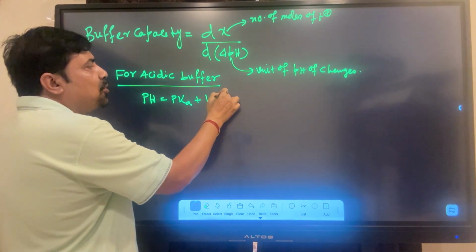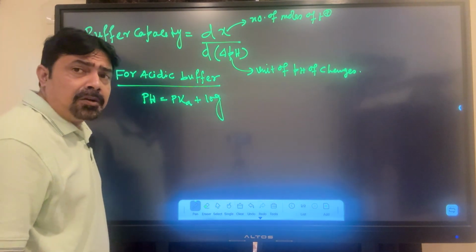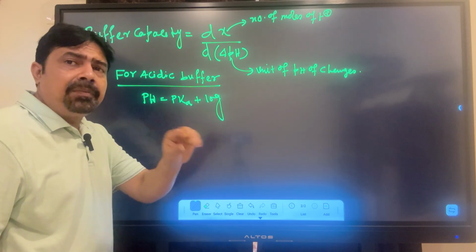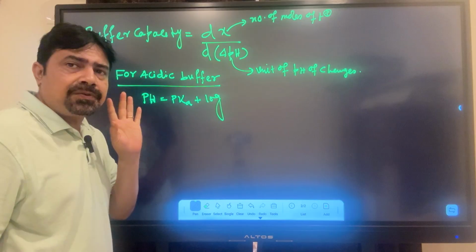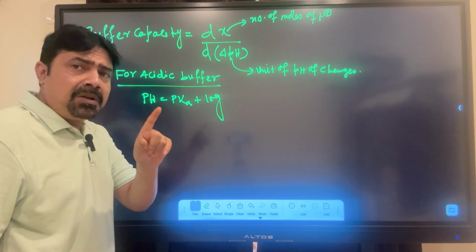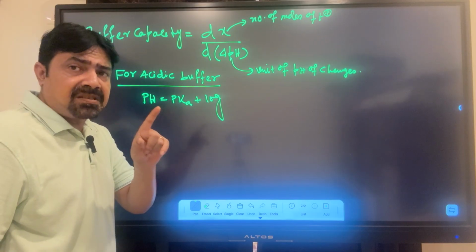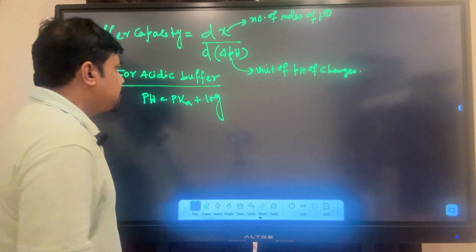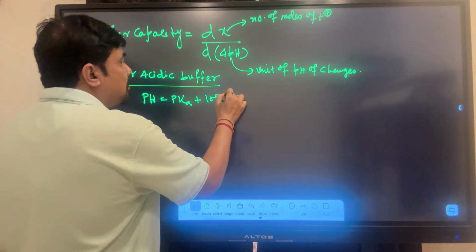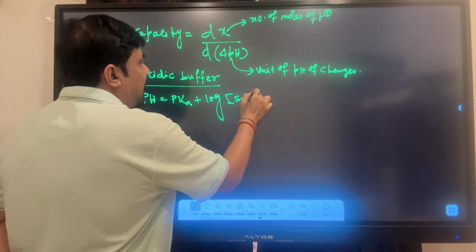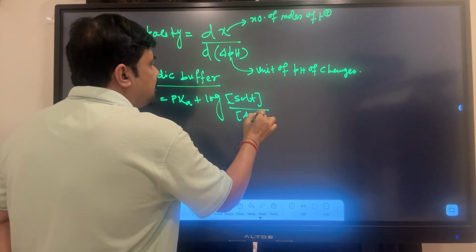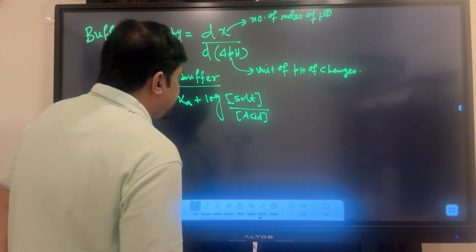Some books will say concentration of salt by concentration of acid. That means the anionic part is mainly coming from the salt. Otherwise, always remember it is the concentration of conjugate base, nothing but the anionic part. So pKa plus log of the concentration of salt, meaning the anionic part, by the concentration of acid. This is the pH of that buffer solution.